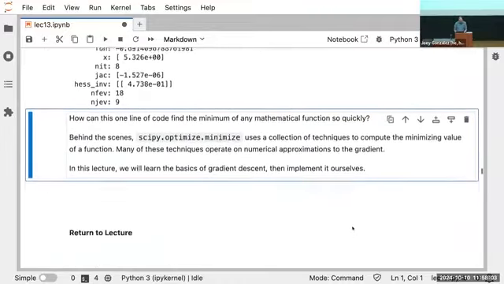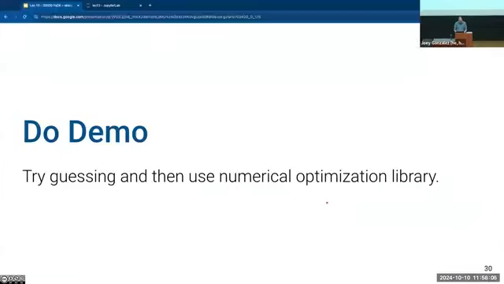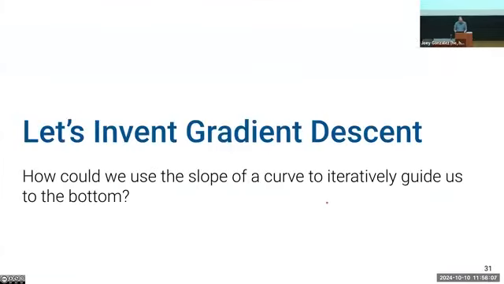Okay, so to minimize, return to lecture. So let's invent gradient descent. How would you find the bottom of a complex surface? You're walking around campus and you want to get to the bottom of campus, but you can't see anything around you. All you can see is where you're standing. What would you do? If you were a skier, what would you do? Yeah. Oh, you guys are getting fancy.